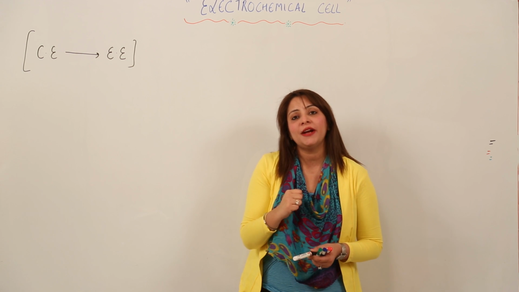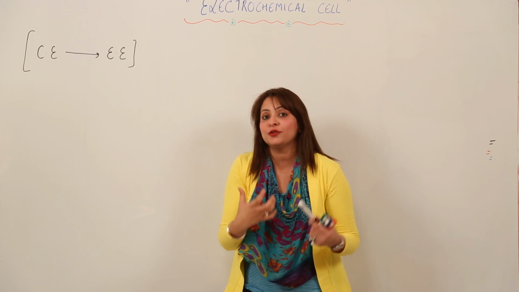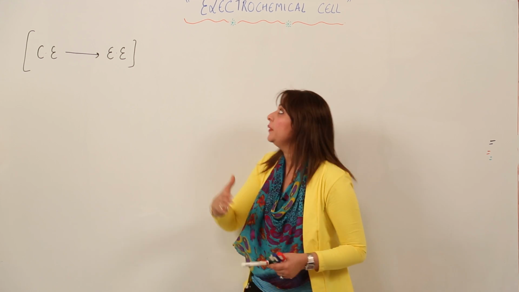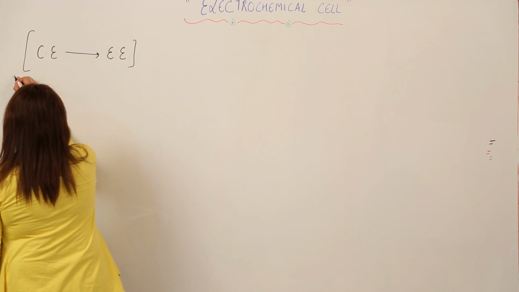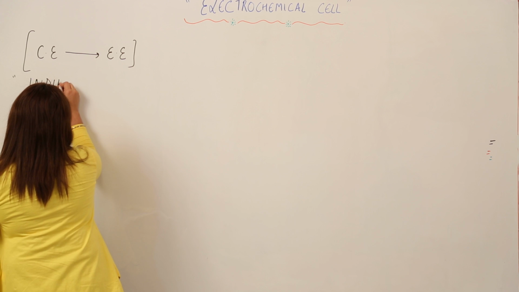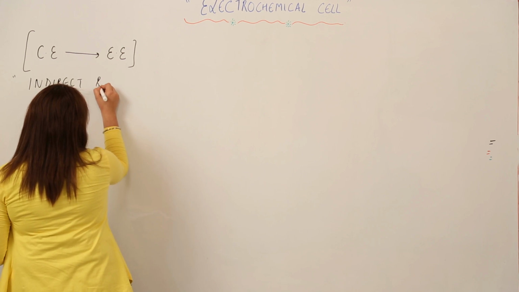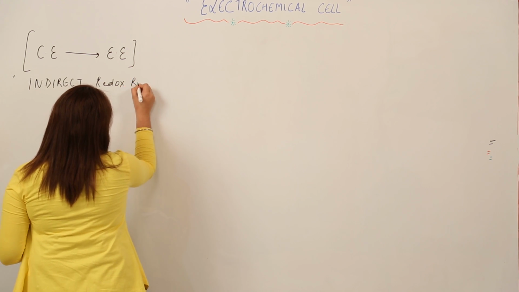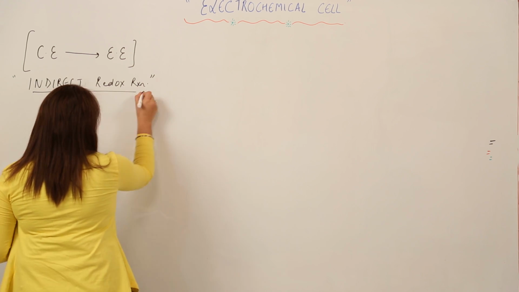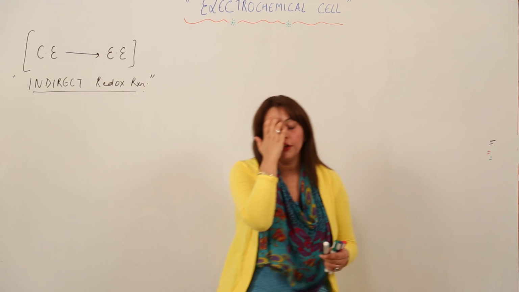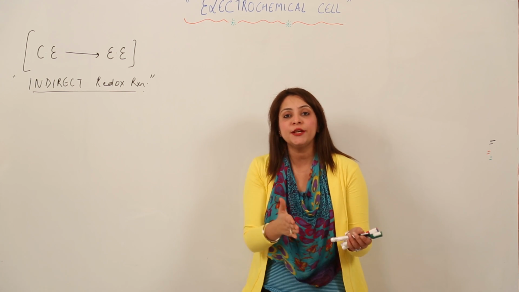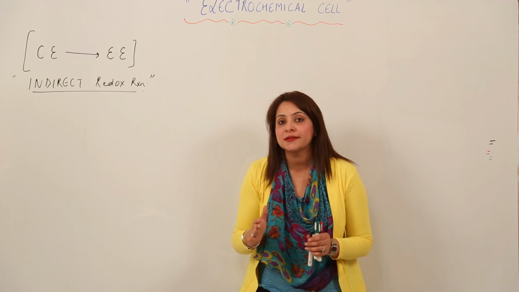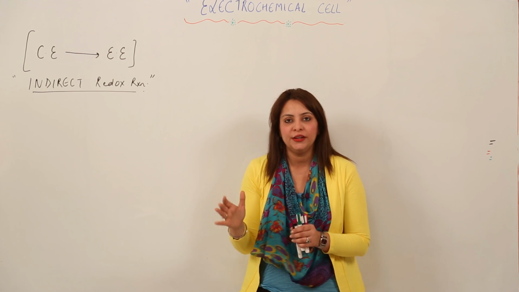Now the question must be rising in your mind, or we should be curious to know, what is the principle behind the electrochemical cell? The principle is that in it an indirect redox reaction takes place. As you all are familiar with the redox reaction, you know that it is a reaction in which oxidation and reduction both occur simultaneously. You know what oxidation and reduction are, right?